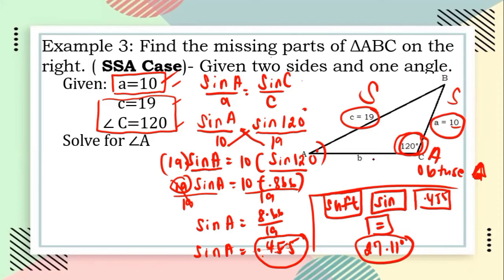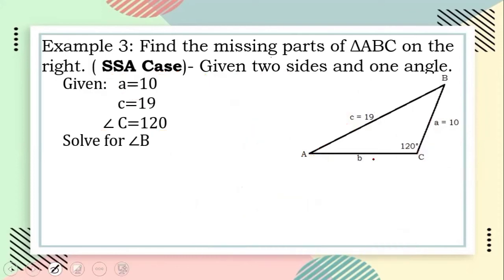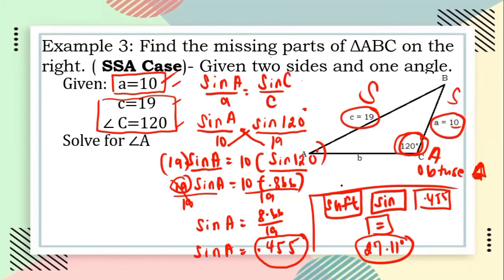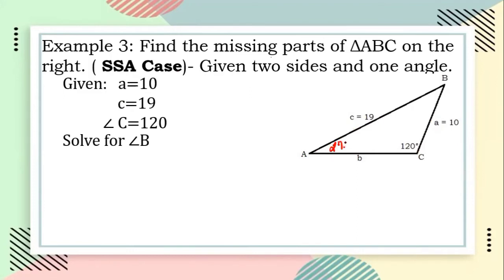Alright, so let's proceed to another part of this triangle. Since angle A is already solved, 27.11, let's write down our answer for that. Do you think we can now solve for B? Because we already have here two given angles. Alright, so we can solve for B by using a very simple step. Just add these two angles, then subtract from 180, and then we can get the value of angle B.